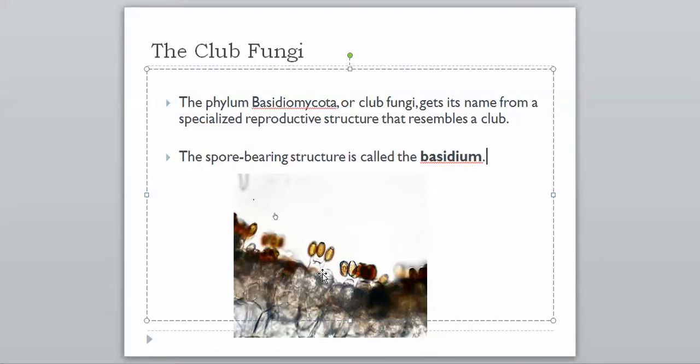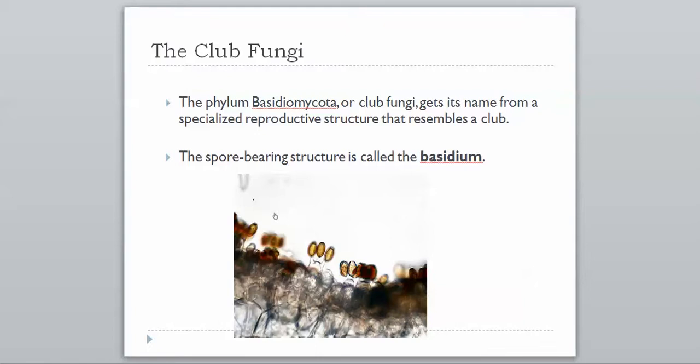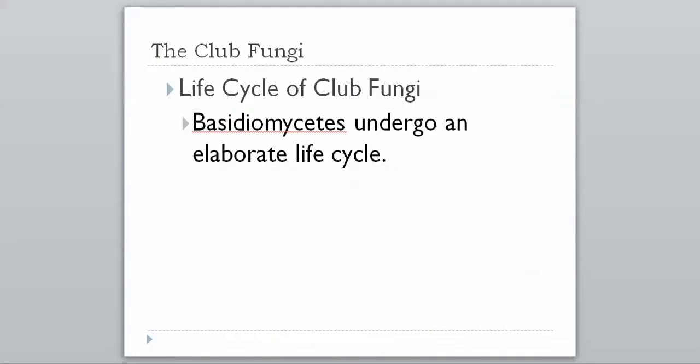If you can see here, there's a little club-like structure. It has 3 spores at the end, and if we could see farther down, we could definitely see a club-like structure, like something you could beat somebody over the head with. So that is where the Basidiomycota gets its name. The most important thing is the basidium.